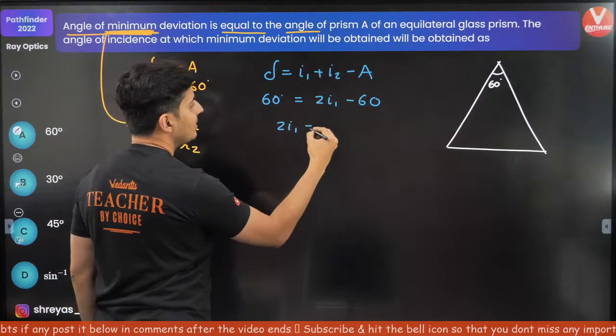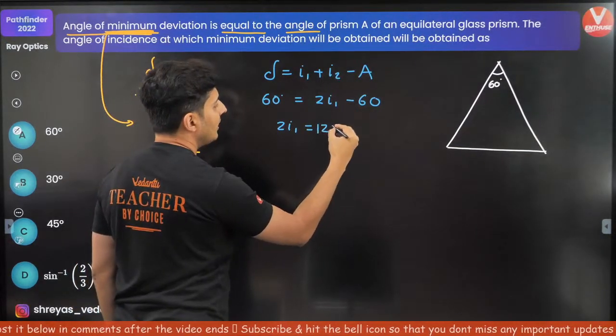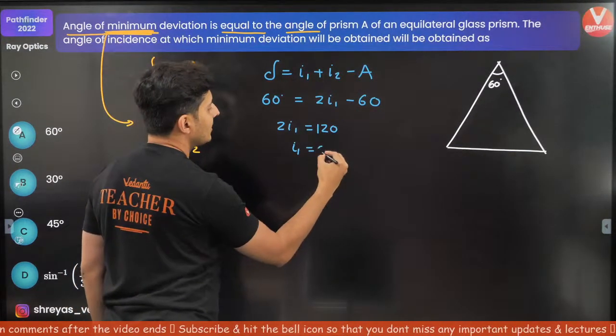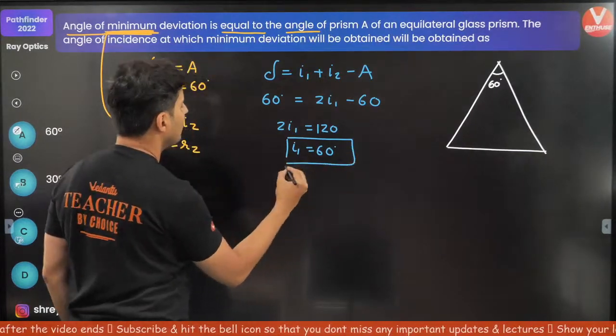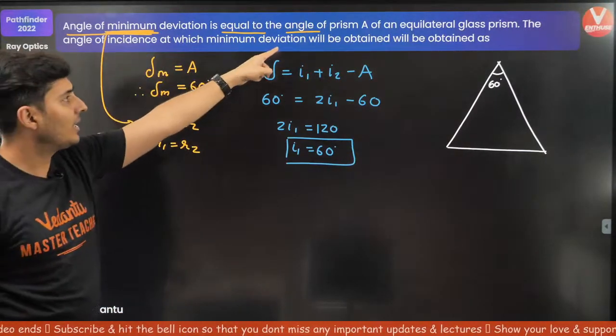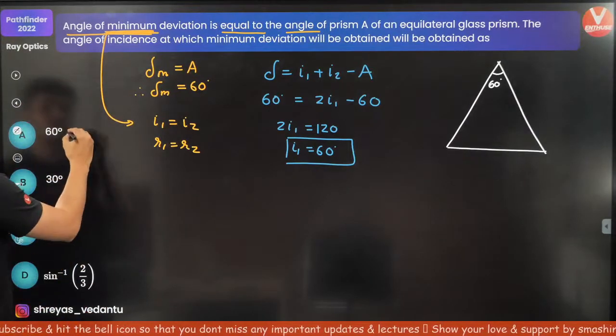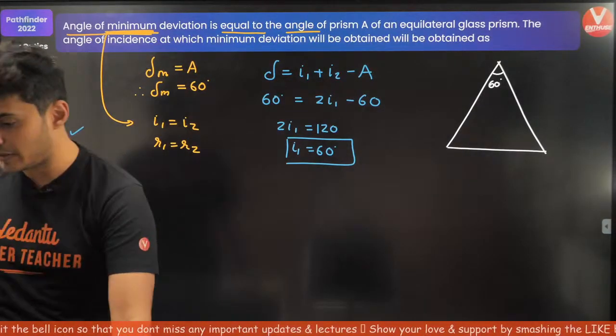So 2I1 will be 60 plus 60, which is 120 degrees. So I1 is just 60 degrees. So that's the value of I1. And is it not what has been asked? What is the angle of incidence? So that should be 60 degrees. I hope this is clear.